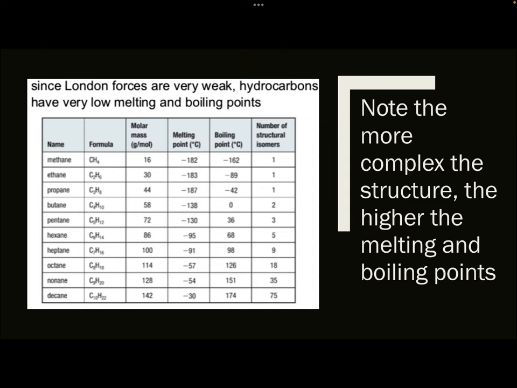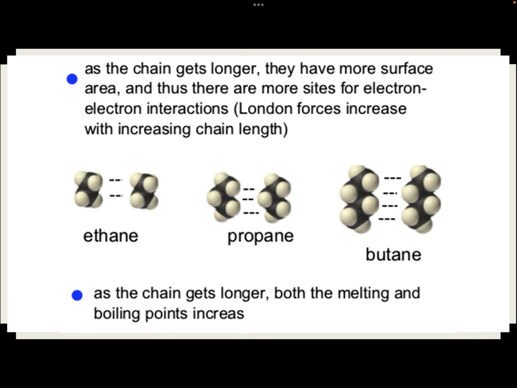So you can see all the different ones that we've taken a look at. Methane has a certain melting and boiling point. But as we go down to decane, you can see that the more complex the structure is, the higher the melting and boiling points are. Very important to note that these are London forces and they're very weak. As we get a longer chain, there is more surface area and therefore more sites for electron to electron interactions, so the London forces increase with increased chain length.